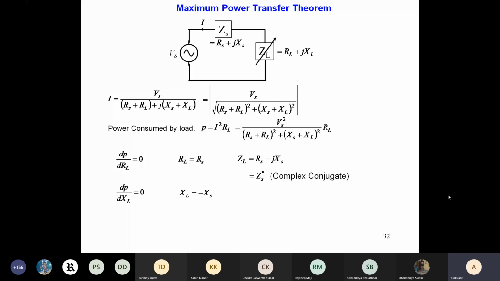In the case of DC, we saw that maximum power is consumed when the source resistance is equal to the load resistance. But in the case of AC, it actually comes out of this derivation. Although I have not shown the derivative, you should do the derivative yourself. It comes out that when the load impedance is the complex conjugate of the source impedance, then there is the maximum power.